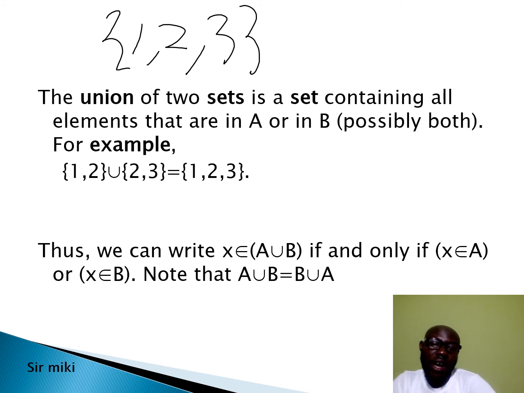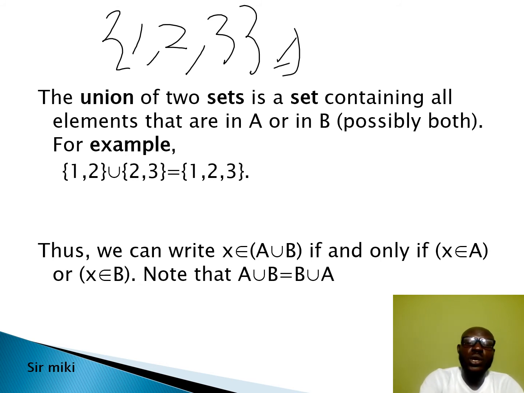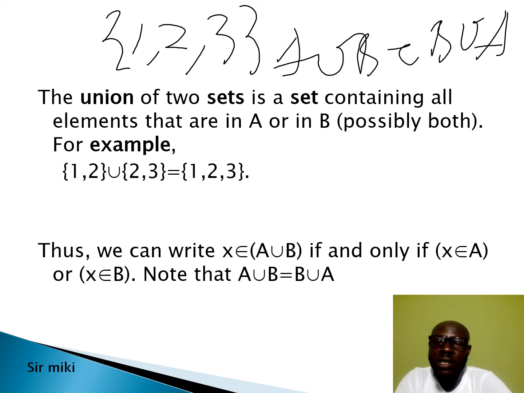Explanation. We can write X as in A union B. That means that all elements of X belong to set A and what? Set B. We are saying that if X belongs to A union B, then X should come from A and it should come from where? Set B. So we are saying that A union B should be equal to B union A. That becomes the commutative property.